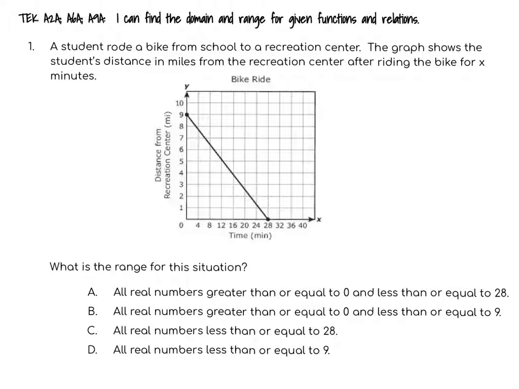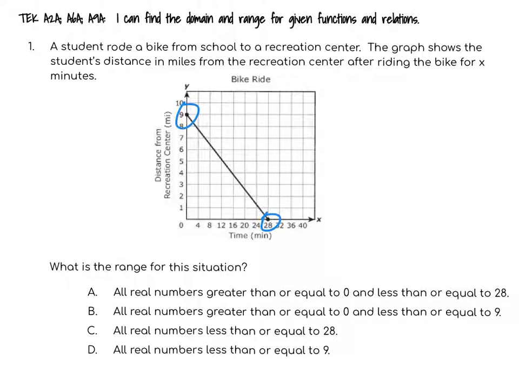Okay, so for number 1, we have a graph that says a student rode a bike from school to a rec center. And the graph is showing us the distance in miles after riding the bike for X minutes. So the first thing I notice is I have endpoints here. It is continuous data. It is a function, but it doesn't go on forever because I have endpoints.